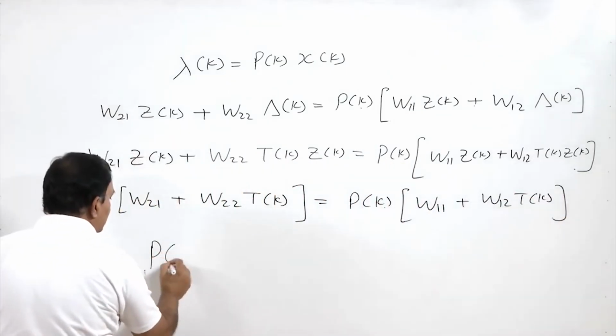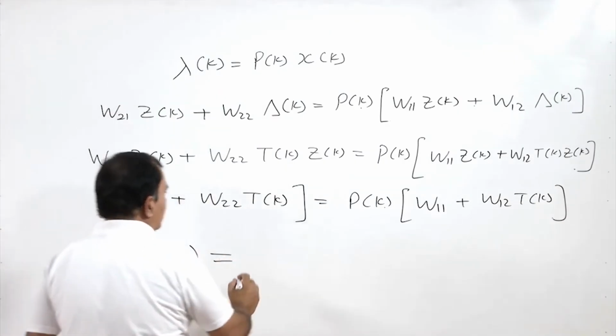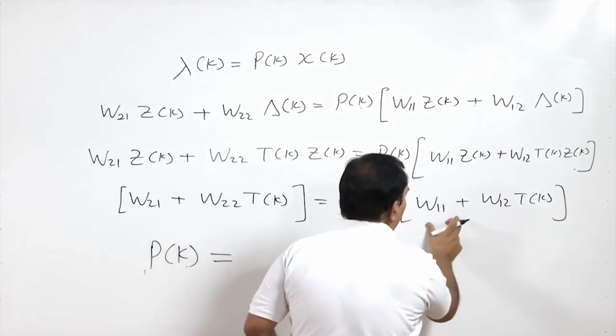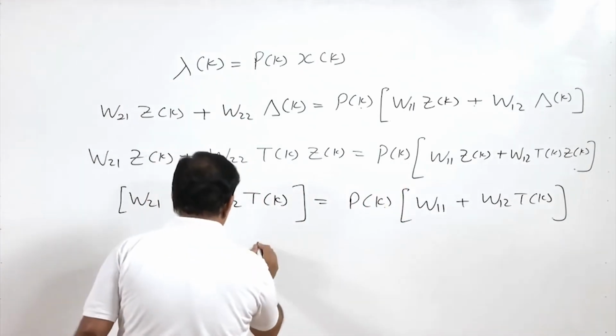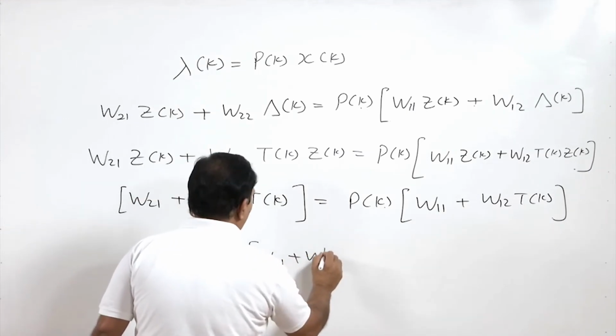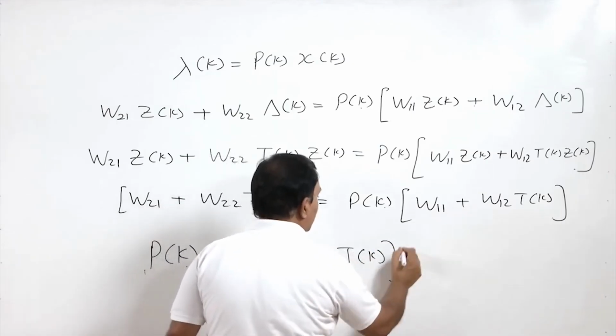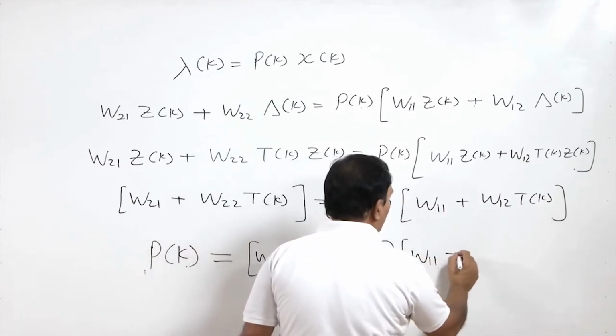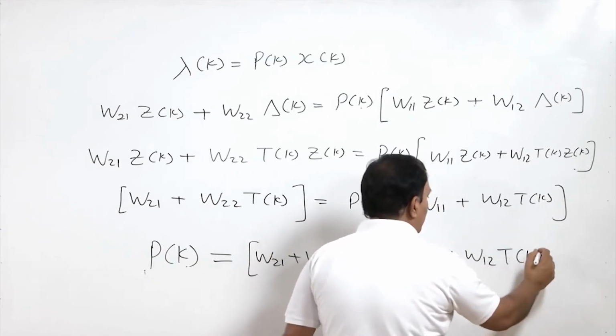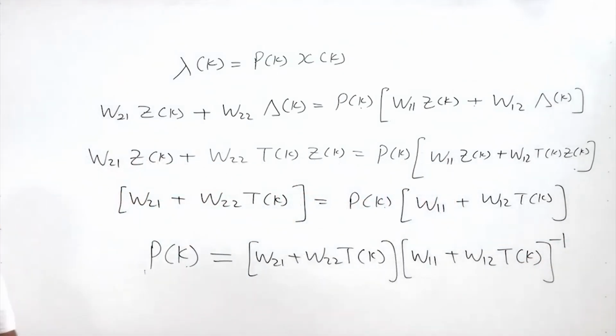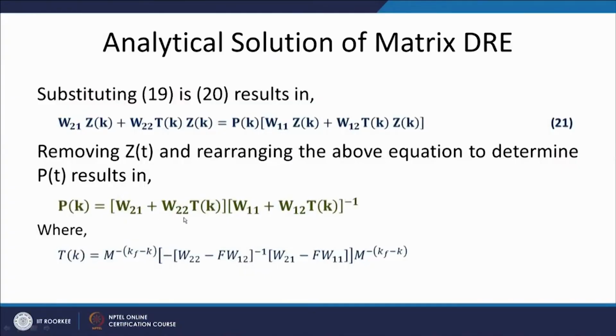So, I can write my Riccati coefficient by post multiplying the inverse of W11 plus W12 tk. We have to post multiply. So, my first term will be W21 plus W22 T of k, and then multiplied with the inverse of W11 plus W12 T of k. So, with this I get my pk as W21 plus W22 tk multiplied with W11 plus W12 tk inverse, and tk is given as m to the power kf minus k, this whole multiplication which is representing nothing but my T of kf, m to the power minus kf minus k. So, this is represented as my tk.